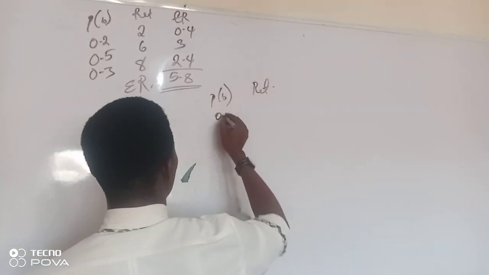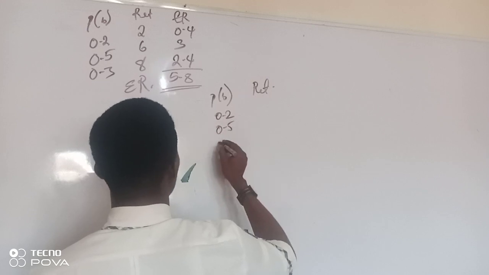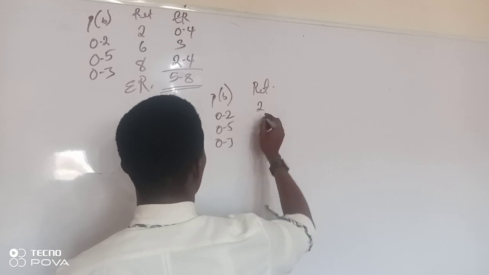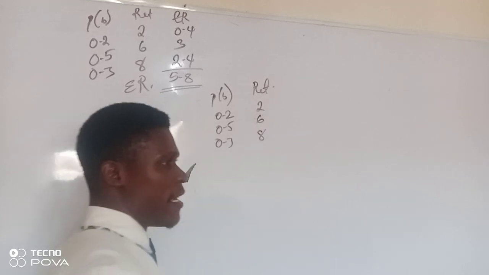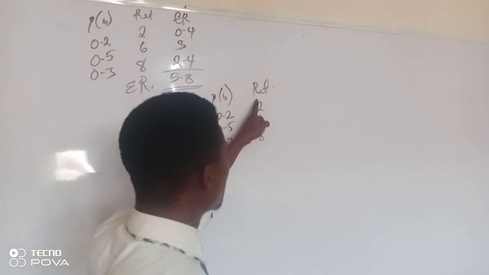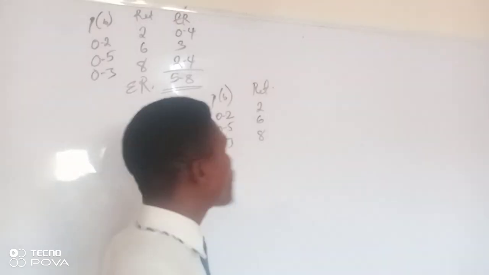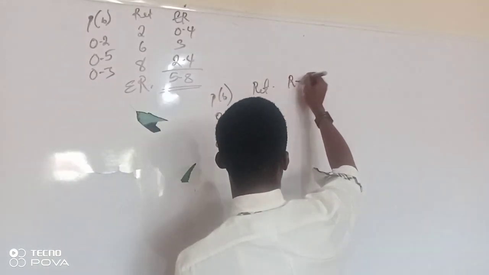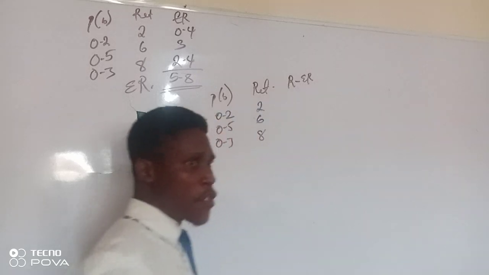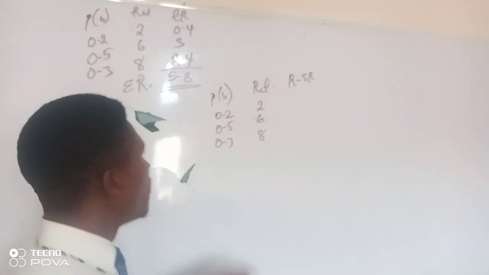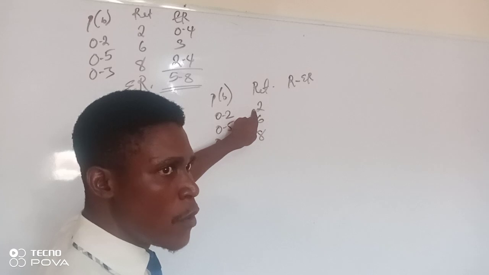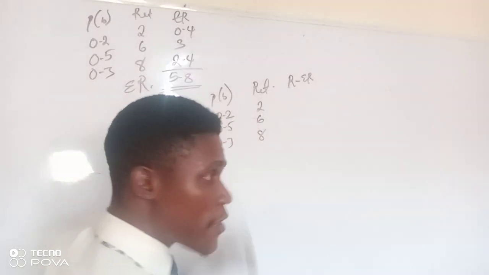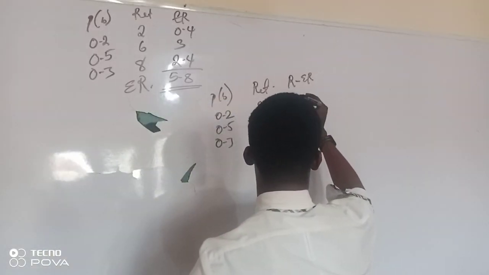The probabilities are 0.2, 0.5, 0.3. Then our returns are 2, 6, and 8. The next thing is that you subtract the expected return of this investment from each of these returns. That will be return minus expected return. When the probability is 0.2, our return is 2. 2 minus 5.8 gives minus 3.8.